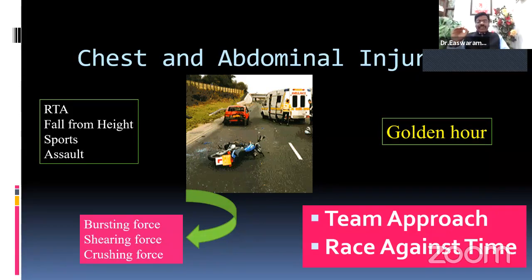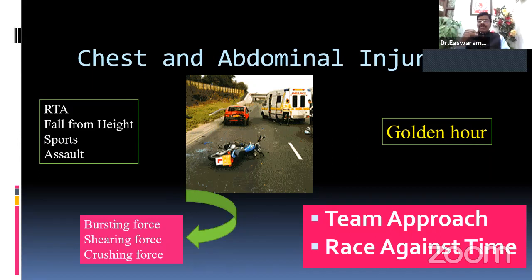Imagine you are a driver of a car, sitting in the driver's seat. If there is an injury, especially if you are not wearing a seat belt, what will happen? You will be literally crushed between the steering wheel and the chair you are sitting in, isn't it? So it is a crushing force. You will have a crushing of your sternum, and also a crush injury to the mediastinum, especially the aorta, and further injuries. So it is a crushing injury.